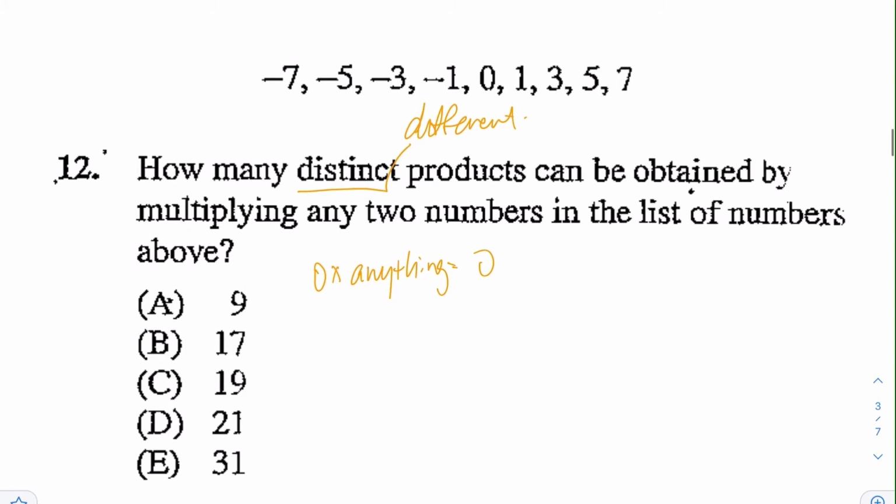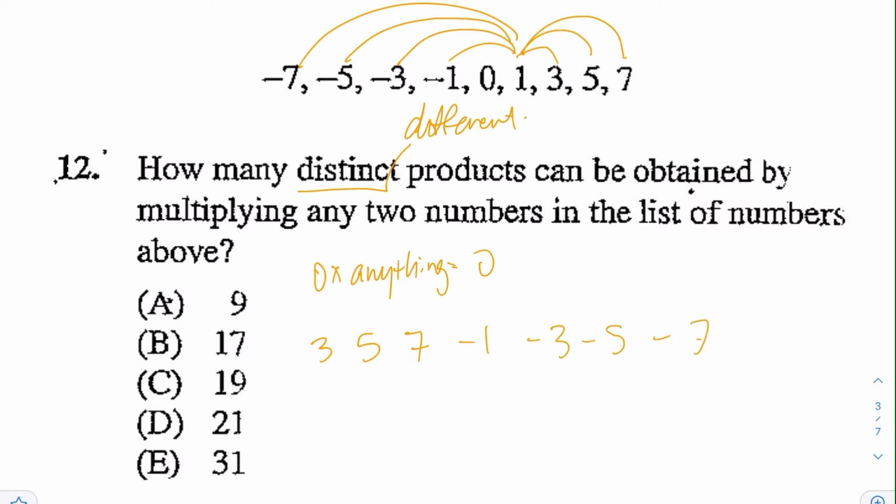So you have 1. You can have 1 times 3, 1 times 5, 1 times 7, as well as 1 times -1, -3, -5, -7. So that means that you can have 3, 5, 7, -1, -3, -5, -7. So whichever positive numbers you have, you can also get the negative versions. Then you go to the next number. You don't want 3 and 0 or 3 and 1 because you already did that. So you just have 3 and 5, 3 and 7, and then 3 and -1, -3, -5, -7.